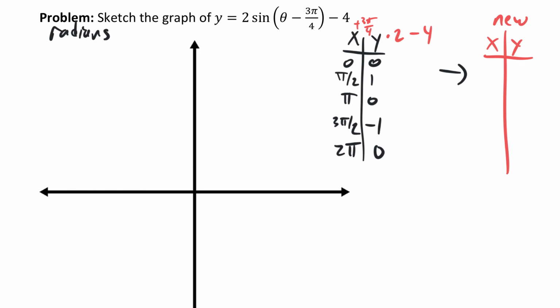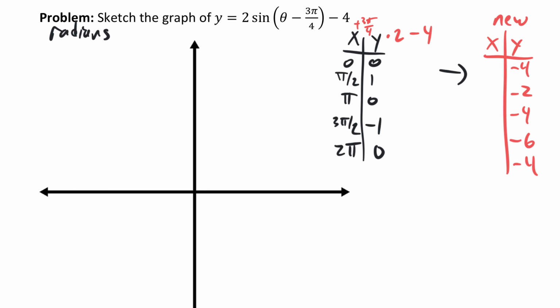All right, let's do the y values first. 0 times 2 is 0, minus 4 is -4. Then we get 2 times 1 is 2. Minus 4 is -2. Back to -4. This will be down to -6. And then back to -4.